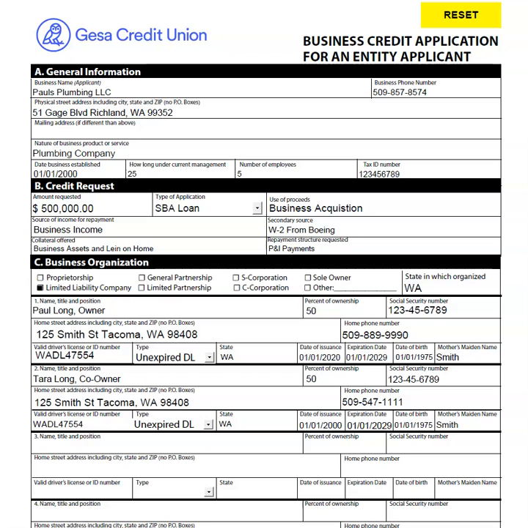Hello, this is Paul Long with GCU Credit Union, and I'm going to show you how to fill out our business credit application. In this case, in Section A, General Information, we're going to put in the entity that's wanting to borrow the money. In this case, it's Paul's Plumbing.